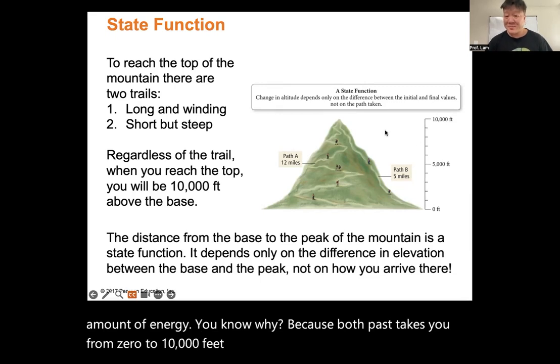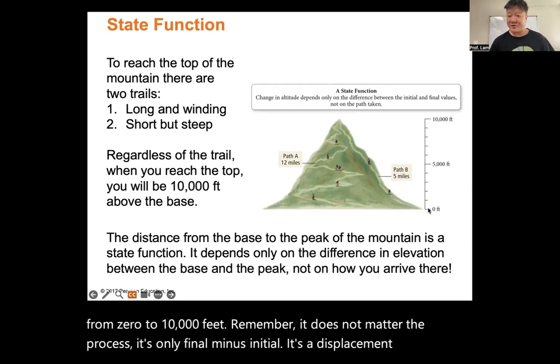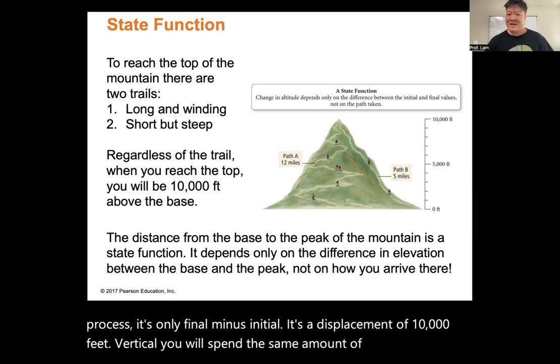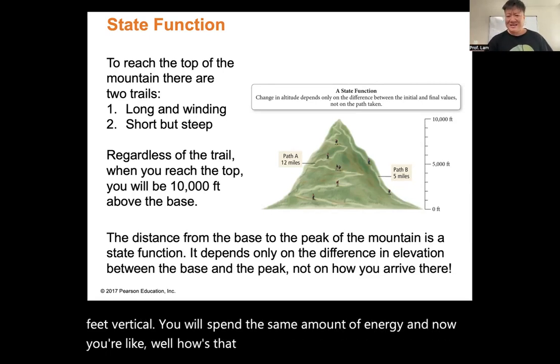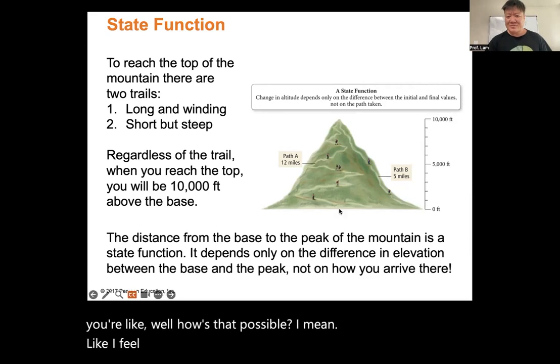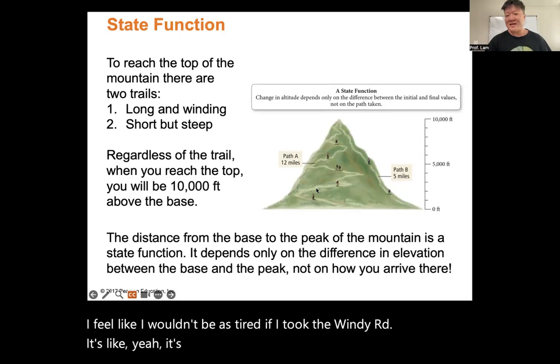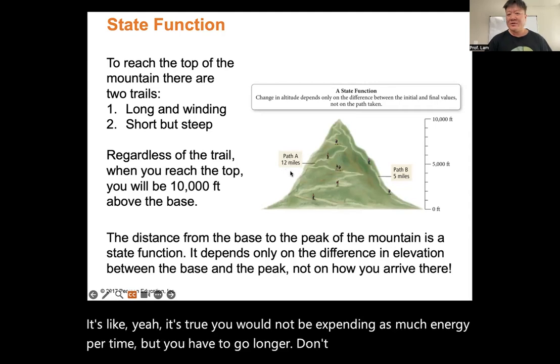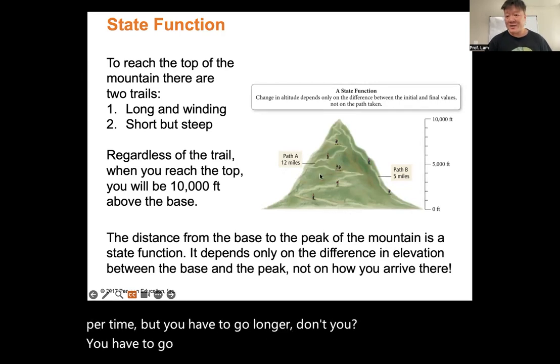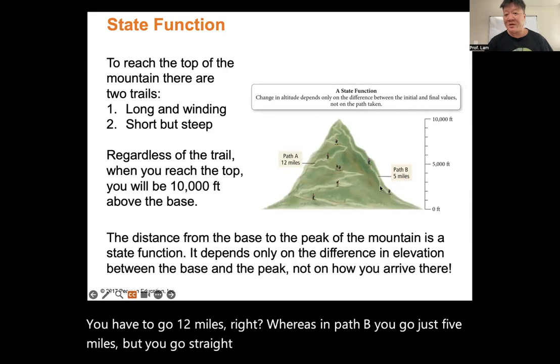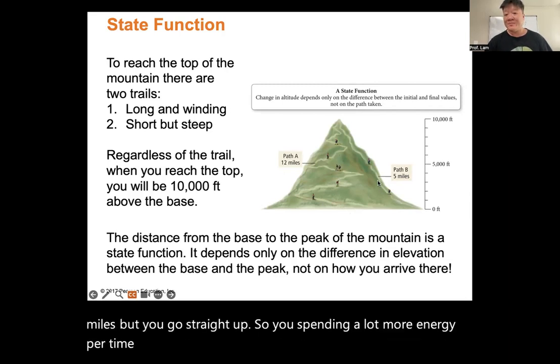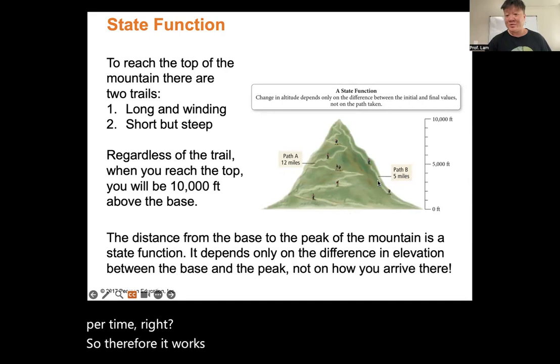Remember, it does not matter the process. It's only final minus initial. It's a displacement of 10,000 feet vertical. You will spend the same amount of energy. And now you're like, well, how's that possible? I feel like I wouldn't be as tired if I took the windy road. And I'm like, yeah, it's true. You would not be expending as much energy per time, but you have to go longer. You have to go 12 miles, whereas in path B, you go just 5 miles, but you go straight up. So you're spending a lot more energy per time. Therefore it works out to be equal.